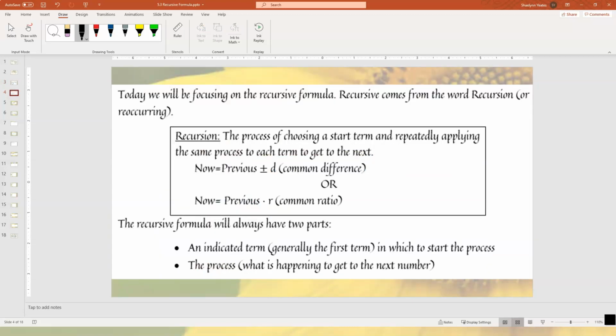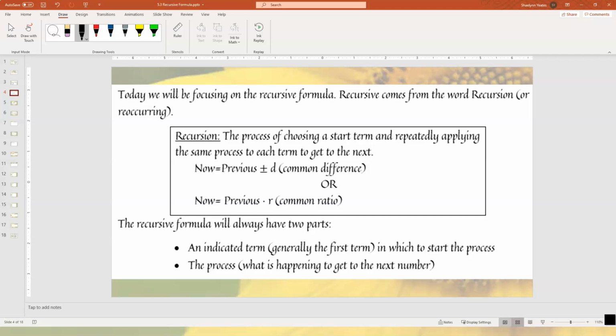So today we'll be focusing on something called the recursive formula. Recursive formula comes from the word recursion, or reoccurring, meaning it's happening every single time. Recursion is the process of choosing a starting term and repeatedly applying the same process. In other words, adding or subtracting the same thing every time, or multiplying or dividing by the same thing every time. That's what we've been doing.